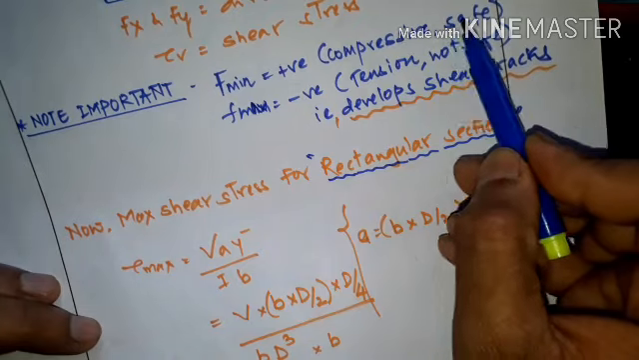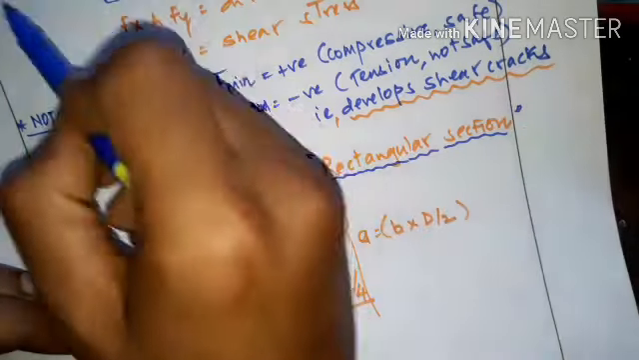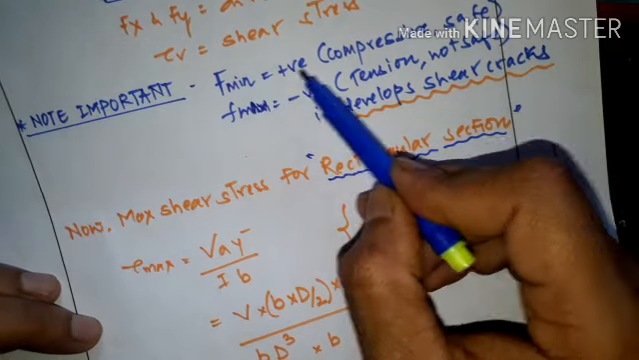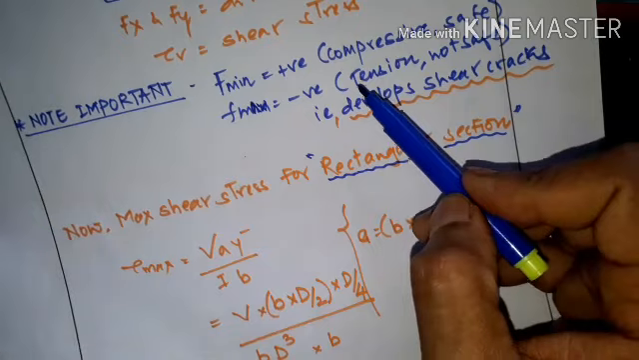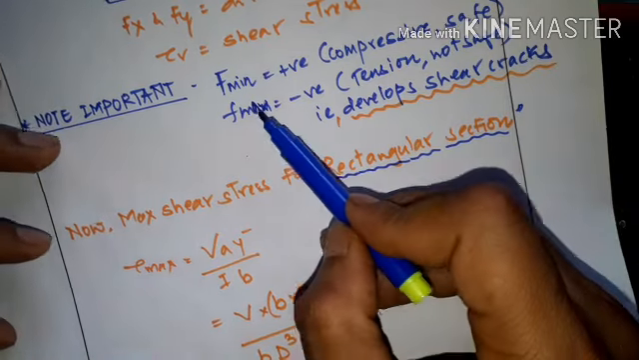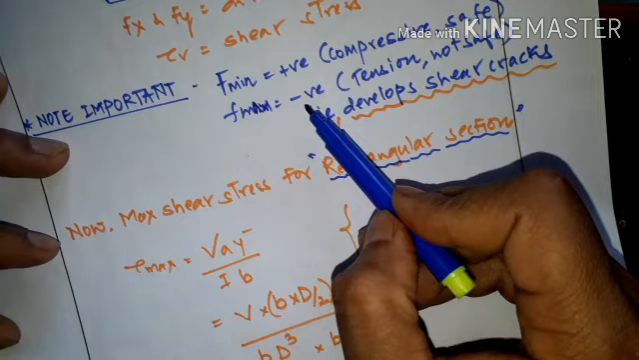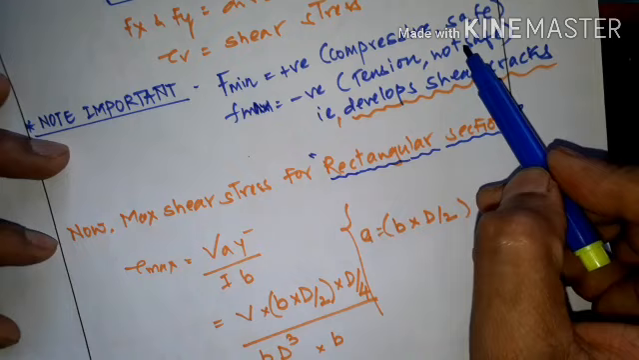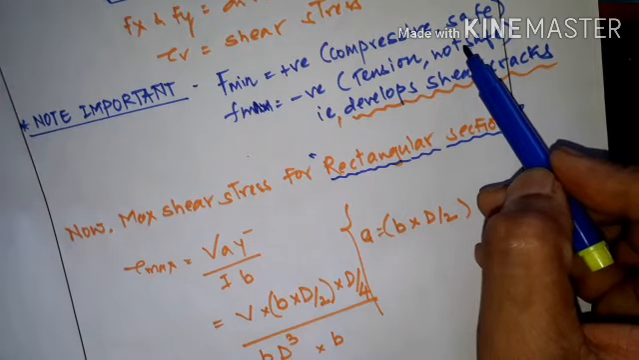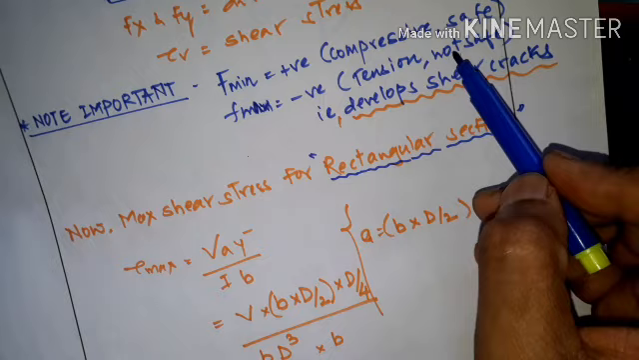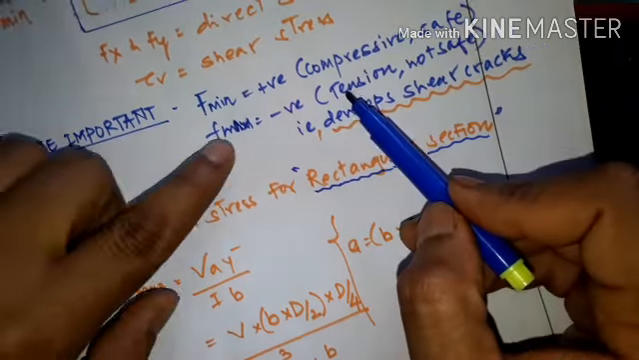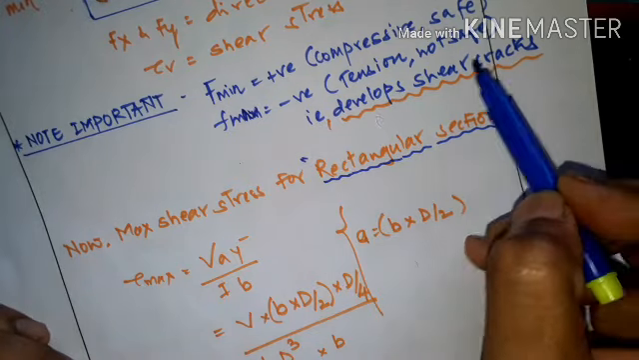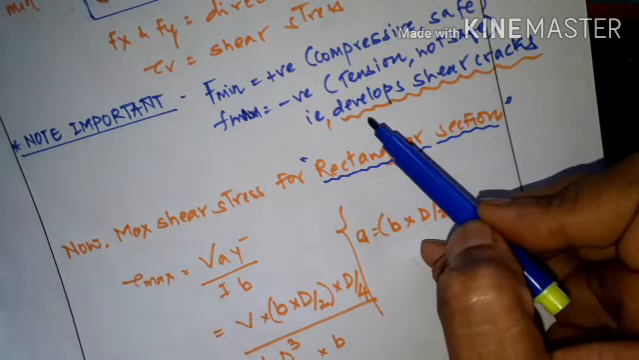Positive is nothing but the compressive stress, the ultimate stress you will get, that is F minimum is positive, that is nothing but the compression, and it is safe because concrete is safe to carry compression. And F maximum is negative, or the tensile, which is nothing but the tension, but it is not safe because when it develops tension, the concrete will develop diagonal shear cracks when we have F minimum. Therefore it develops shear cracks, so it is not safe. So that is the important thing you have to understand.